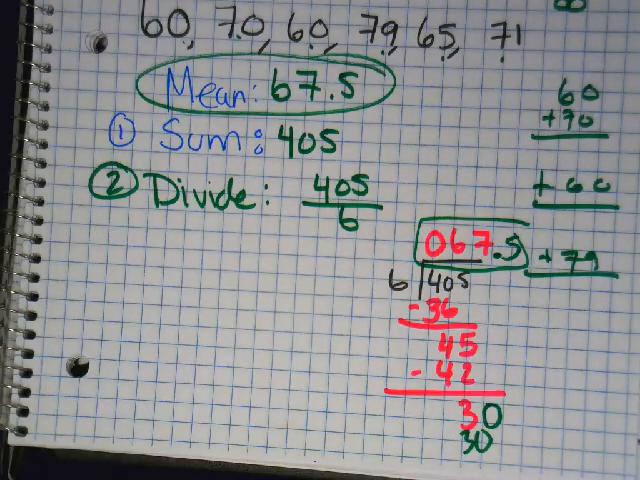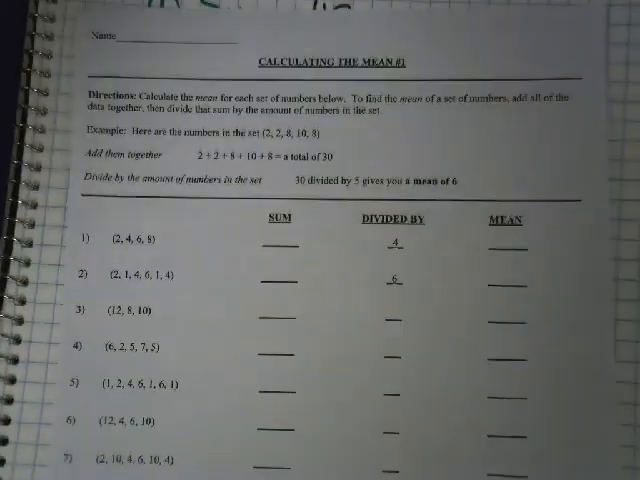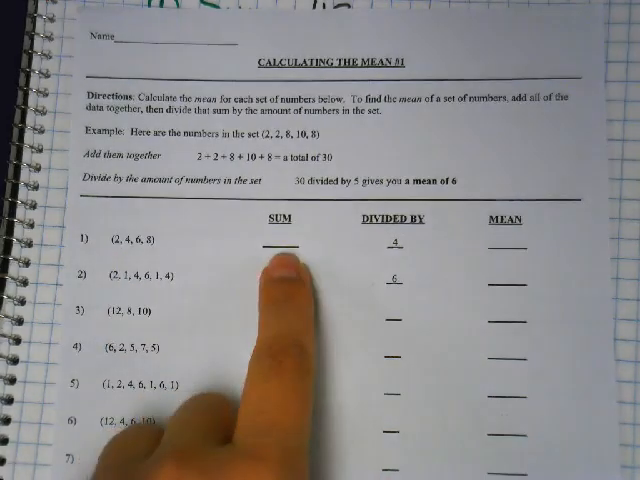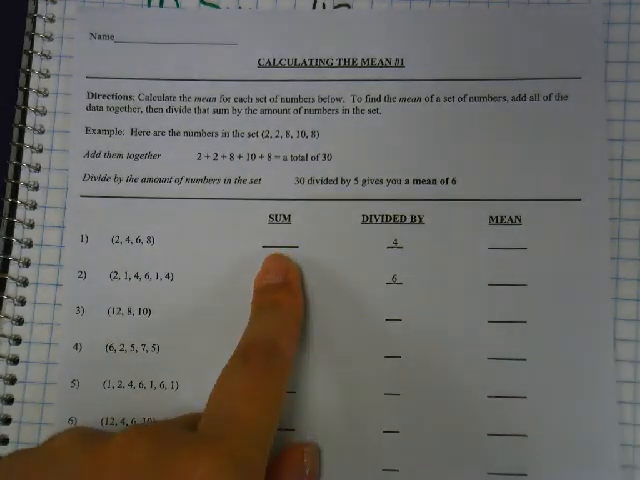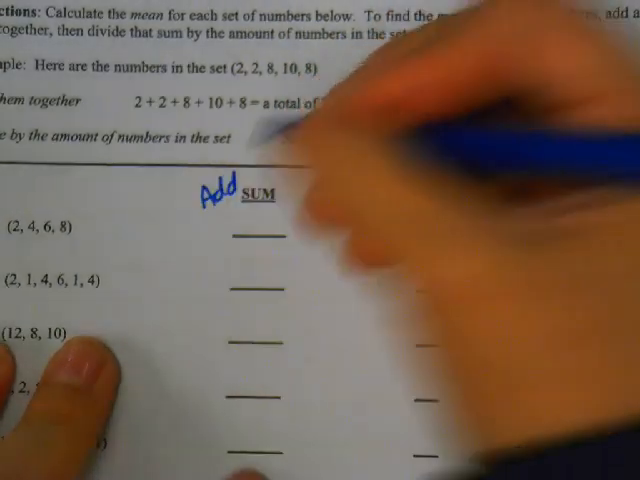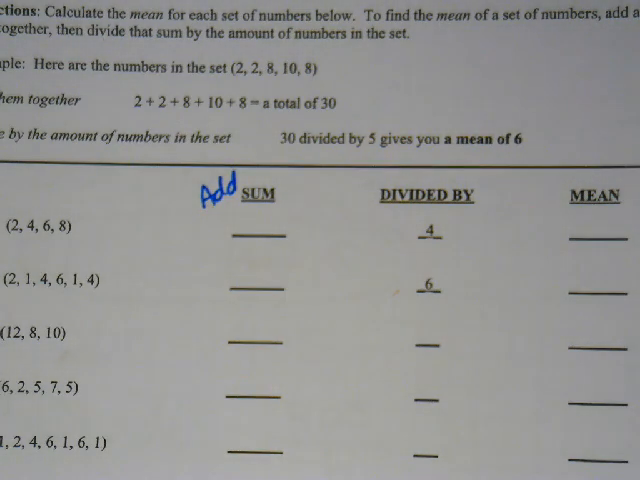All right, so here's our first little worksheet that we're going to do. I really like this worksheet because it breaks everything down for us. It gives us the numbers, and then it asks us for the sum. What's another word for sum? Add. So, take it 2 seconds and add 2 plus 4 plus 6 plus 8.